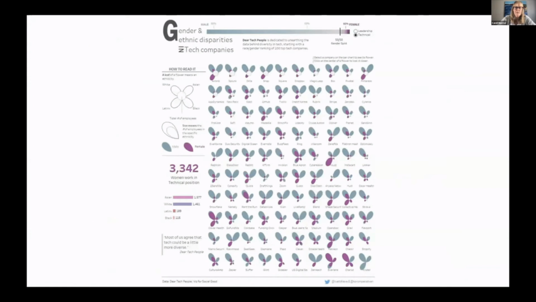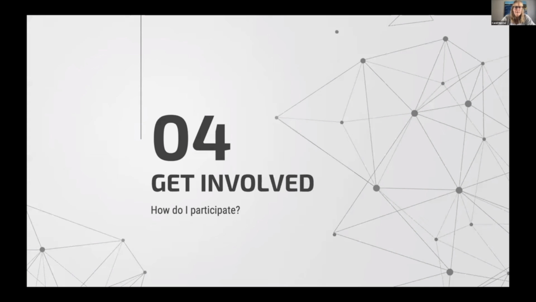This is another one from Dear Tech People, drawing attention to the gender and ethnic disparities in tech companies. And I think that this is probably based on the Fleurlage shapes blogs that they have about using shapes to, so I'm sure that's where they got that.